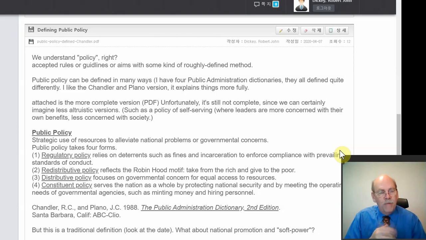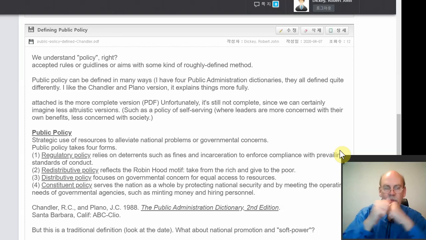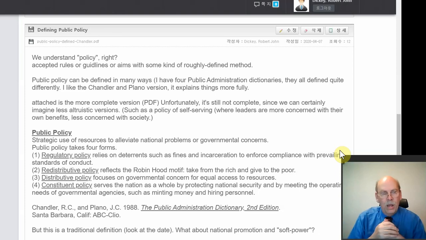Chandler and Plano. First is regulatory policy that says what you cannot do, basically. Or it says you need a license to do that. Number two is redistributive, but it's pronounced, it's really hard, redistributive policy. This is Robin Hood. I take from the rich and I give to the poor. Actually, redistributive could be the reverse, though. It could be I take from the poor and I give to the rich.